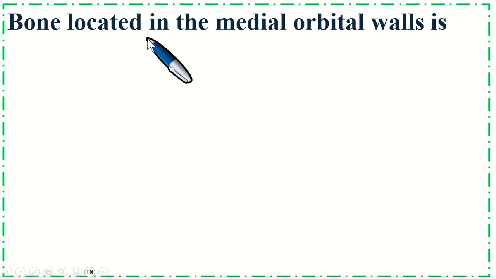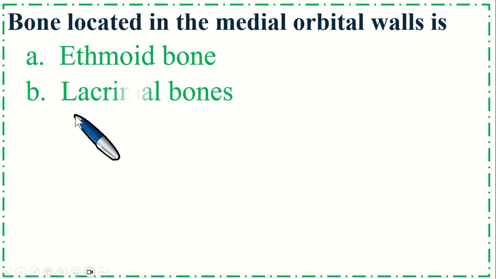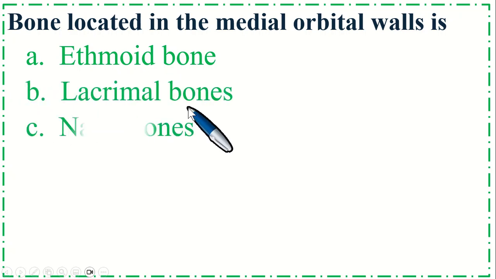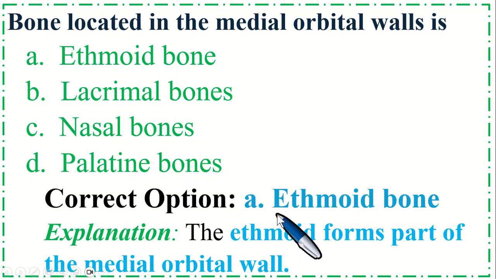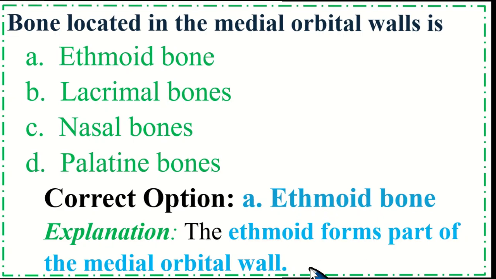Bone located in the medial orbital wall is: option A, ethmoid bone; B, lacrimal bone; C, nasal bone; and option D, palatine bone. So the correct option is A, ethmoid bone. The ethmoid forms part of the medial orbital wall.